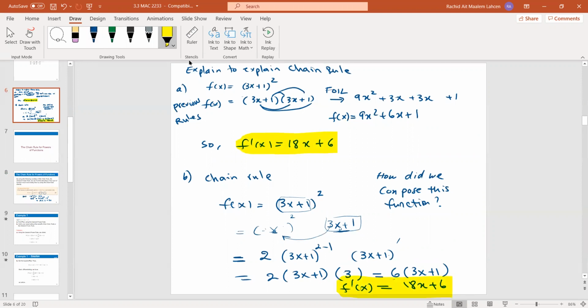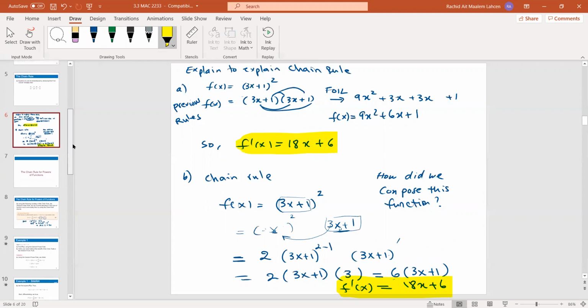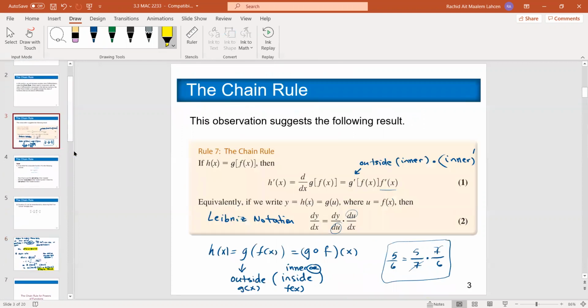answers match. So if we can use the previous rules and it's easier for you that way, it's fine, you can do it. But on some occasions, you cannot do that. You have to use the chain rule, right? So in this example, of course, we do a few examples where we demonstrate that you can verify the other way, but there are many examples where you can't use the previous methods anymore. So we go back now and talk a little more about this.